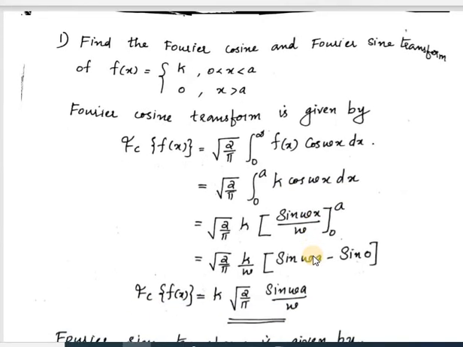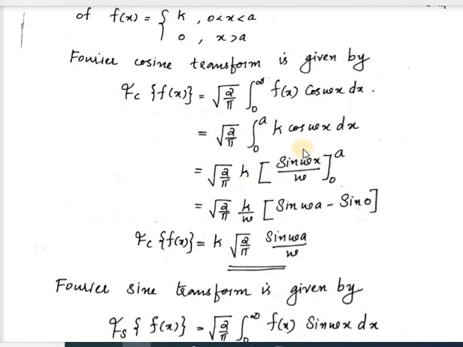Now k is a constant, so we can take it outside: root 2 by pi k into the integral of cos omega x with respect to x. The integral of cos is sine, so it is sine omega x divided by the derivative of omega x with respect to x, which is omega. So the integral of cos omega x is sine omega x by omega, and the limit is 0 to a. Now we have to apply the upper limit x equal to a and the lower limit x equal to 0.